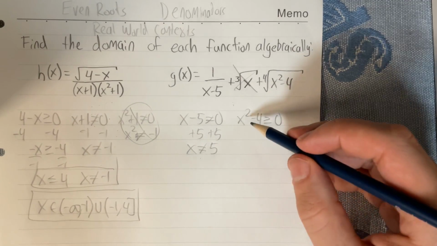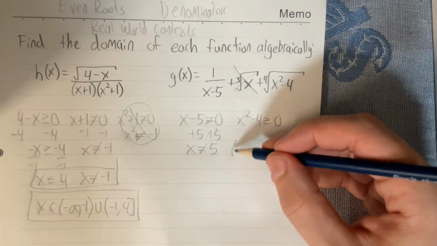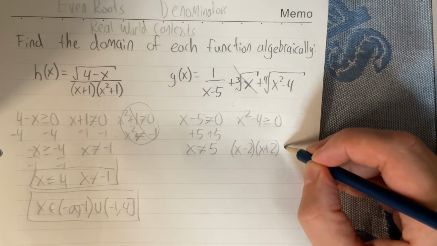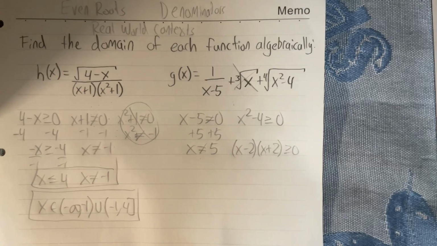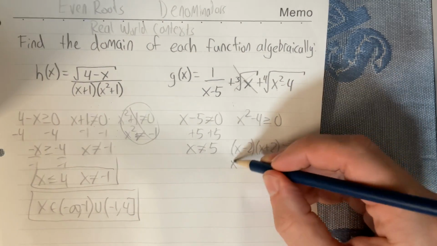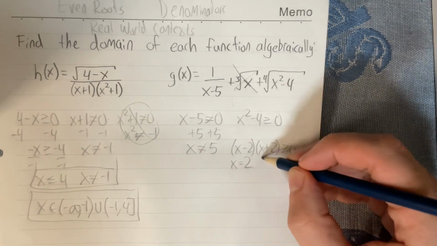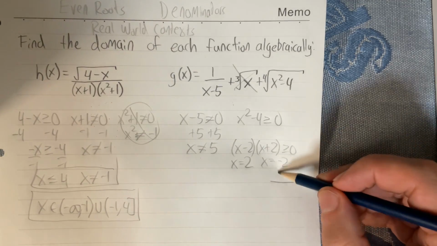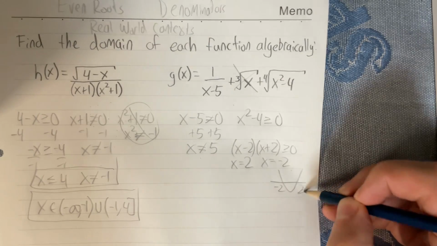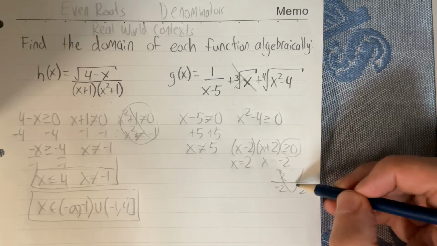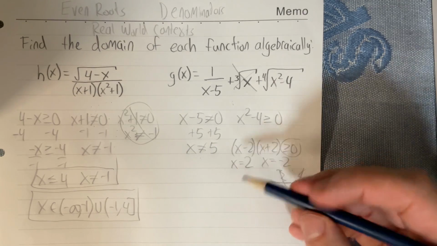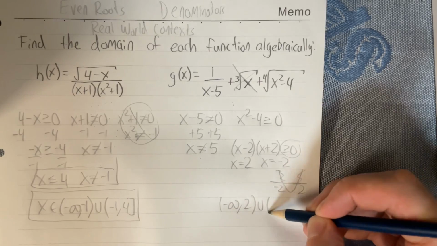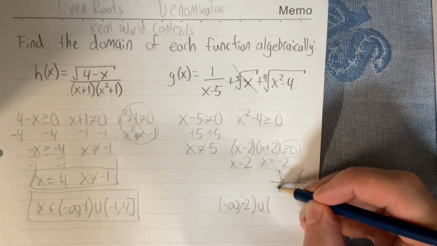This one, I'll do a little factoring. X squared minus 4 is a difference of two squares: x minus 2, x plus 2. How do we make sure that x minus 2 times x plus 2 is greater than or equal to 0? Well, look, we've got two zeros at 2 and negative 2. And if we sketch this out, we get an upward parabola. Where is it greater than or equal to 0? Here and here. So to the left of negative 2 and to the right of 2.